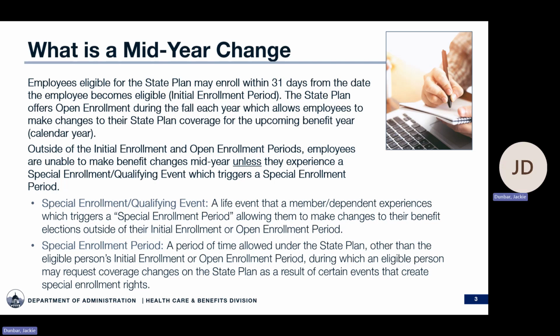The state plan operates under the cafeteria plan, which allows employees to pay their benefit contributions pre-tax. Because of cafeteria plan rules, the IRS prevents the state plan from allowing employees to make changes to their benefits mid-year without experiencing a special enrollment or qualifying event. Each year during open enrollment, the Healthcare and Benefits Division encourages employees to carefully review their elections and make changes for the upcoming benefit year. Employees can add or remove dependents during open enrollment without a special enrollment or qualifying event.